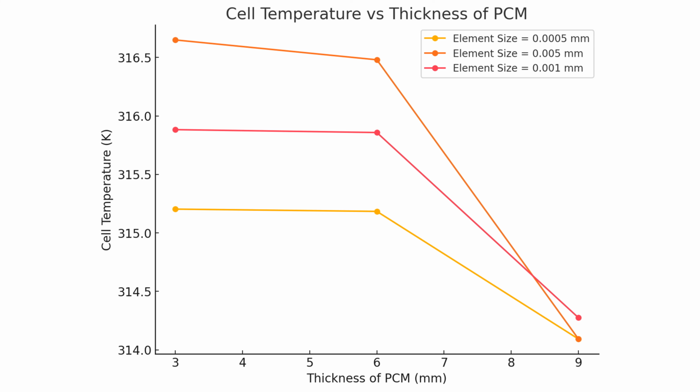What we can conclude is that increasing the thickness of the PCM reduces the total system temperature, the liquid fraction, and cell temperature, improving the cooling efficiency but slowing the phase change process. Smaller element size provides better resolution, leading to more accurate prediction of phase change and the temperature distribution.